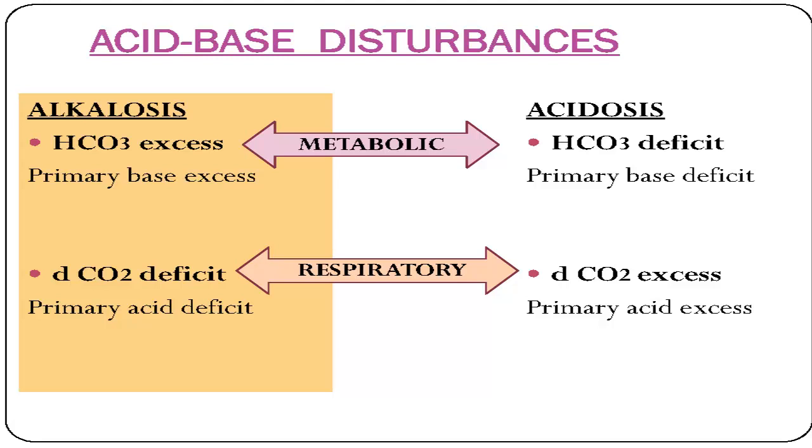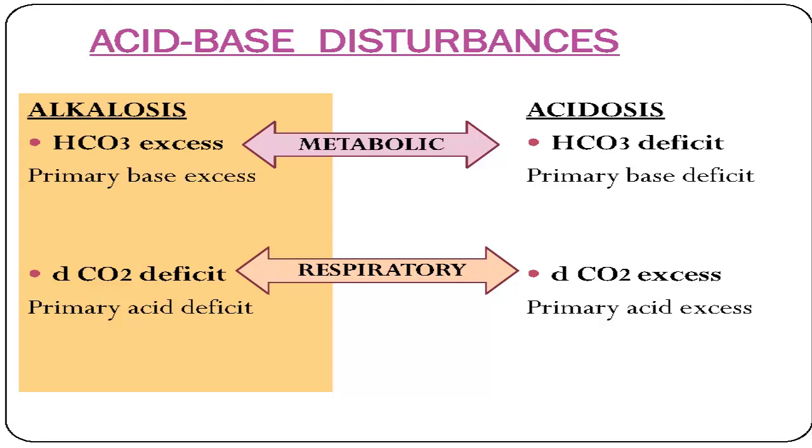Now, before going to the chart proper, let's look at the broad classification of acid-base disturbance. As you know from your theoretical classes, the acid-base disturbances will be either alkalosis or acidosis. And remember, according to the cause, the alkalosis and acidosis can again be classified into metabolic and respiratory. This classification is according to the cause.